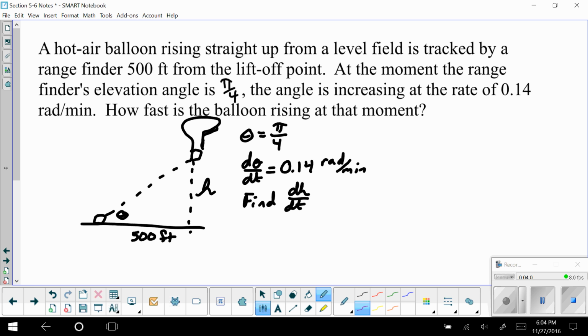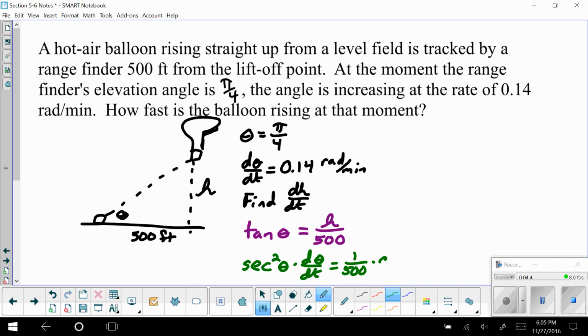So that means I need to find some equation involving the h, the theta. The 500 might get used or not, but I notice I do have a right triangle, and I know I'm dealing with opposite and adjacent sides. So I'm going to use the tangent of theta is equal to h over 500. So taking the derivative with respect to time, I'd have secant squared theta times d theta/dt equals 1 over 500 times dh/dt.